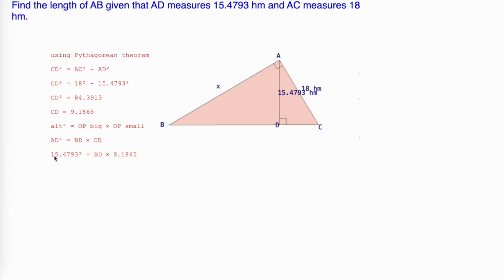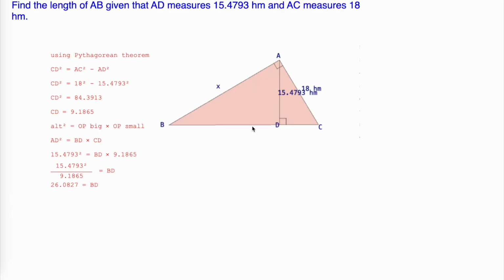The AD is 15.4793. So 15.4793 squared is equal to BD, that's our unknown, BD times CD, which is 9.1865. I'm going to divide the 15.4793 squared by the 9.1865. That gives us 26.0827 is BD.